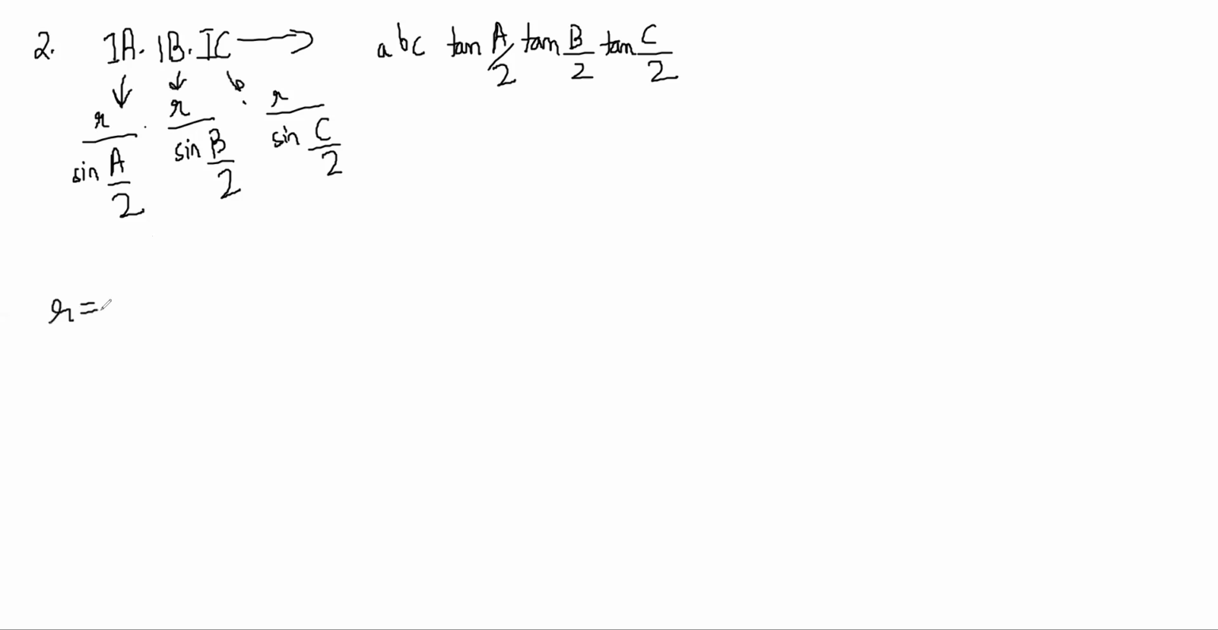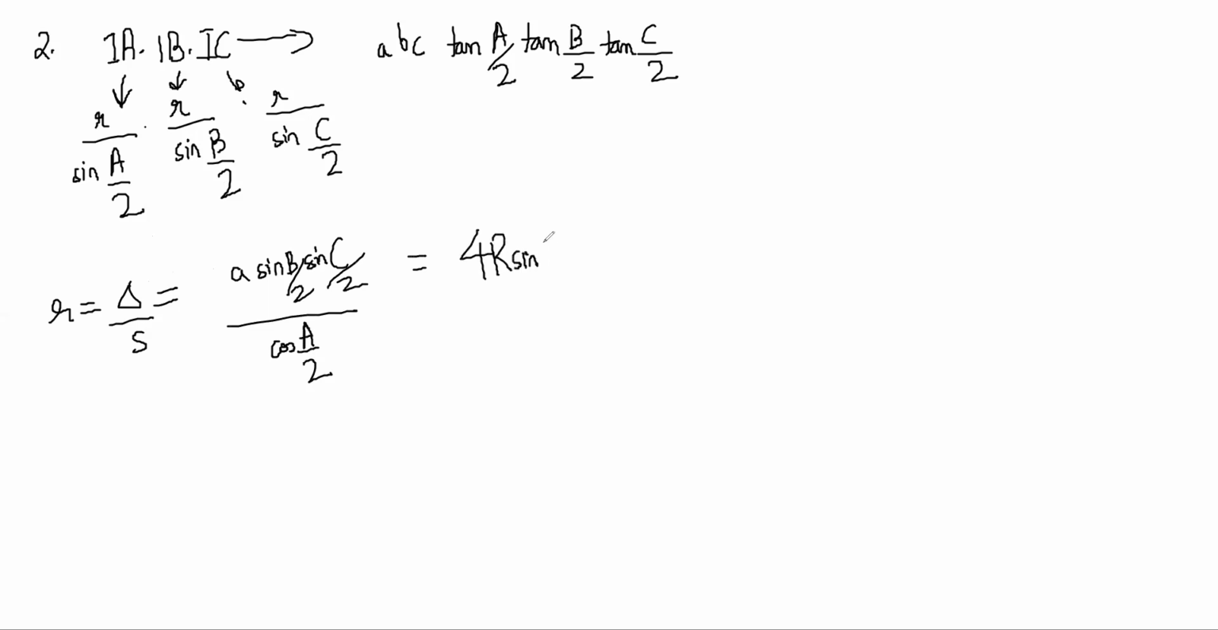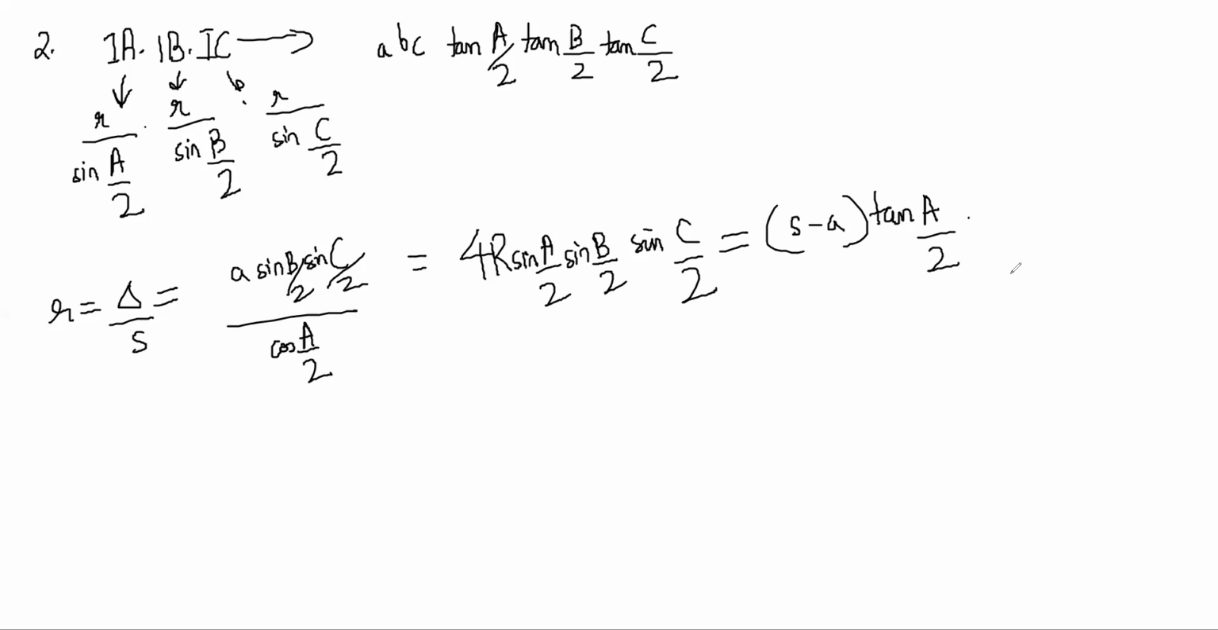Now R, you knew 4 formulas for R, okay? Del by S, A sine B by 2 sine C by 2 by cos A by 2, or something. By cos A by 2, no? Yeah, correct. This was one formula. And there was also 4R sine A by 2 sine B by 2 sine C by 2. And the last formula was S minus A tan A by 2. Tan A. Right? This was the fourth formula.